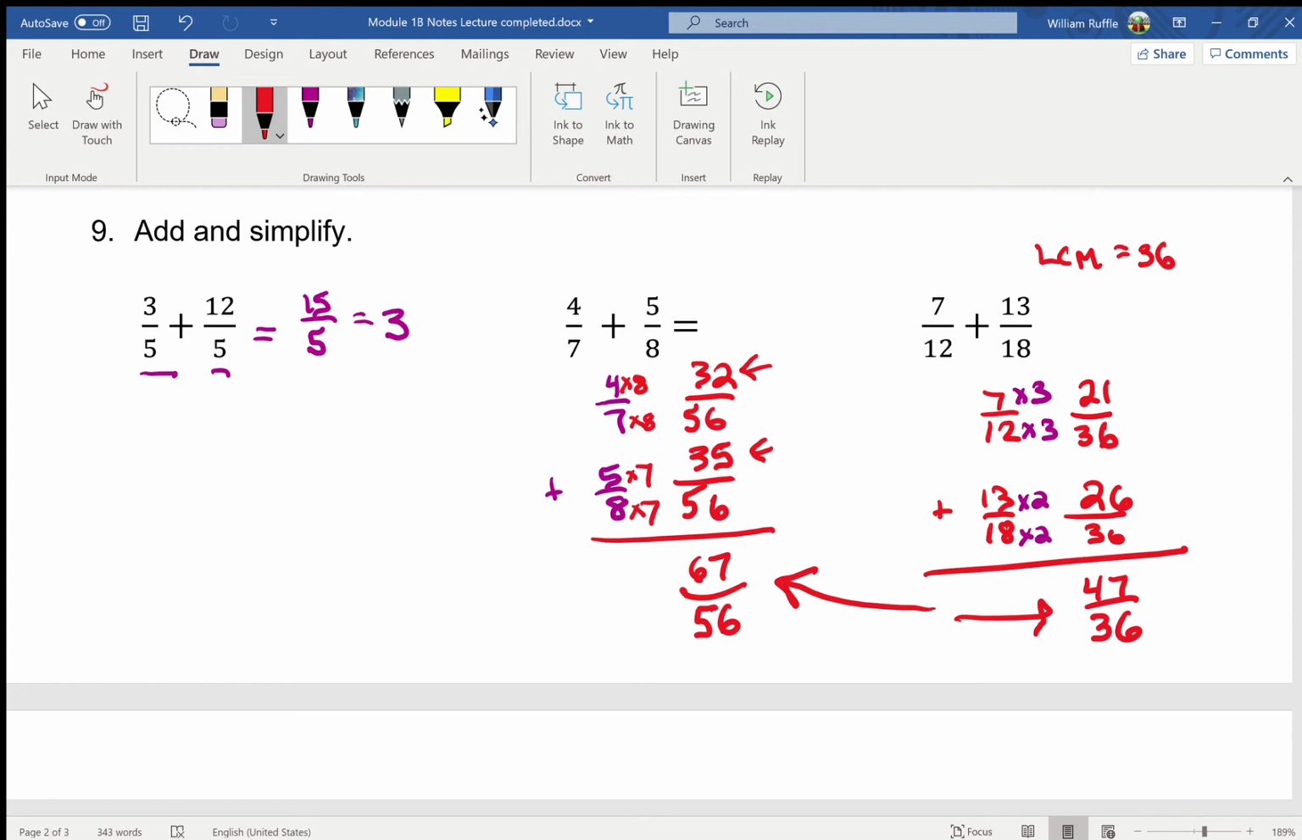Now, the one thing I should have been looking at is to see if they have any common factors to reduce the fraction. Now, 47 is a prime number, so over 36, it's not going to reduce at all. 67 is a very unfriendly number as well, so that's not going to reduce either. But I should have at least looked.